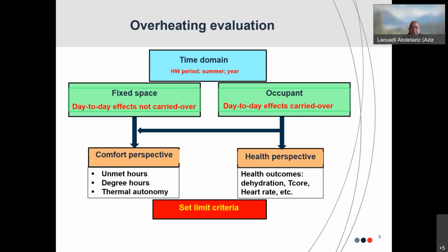is carried over. And the next step is to evaluate overheating either from the comfort perspective or from the health perspective. From the comfort perspective, examples are to use unmet hours, degree hours, thermal autonomy, etc. From the health perspective, it is basically to use health outcomes in terms of limiting body dehydration, maximum core temperature, maximum heart rate, etc. And the final step is to set limit criteria in order to declare a space or a building overheated or not.